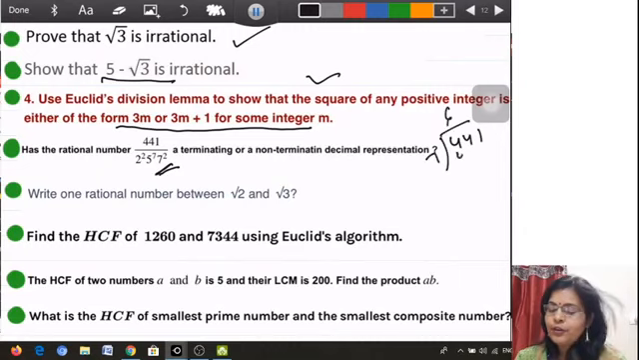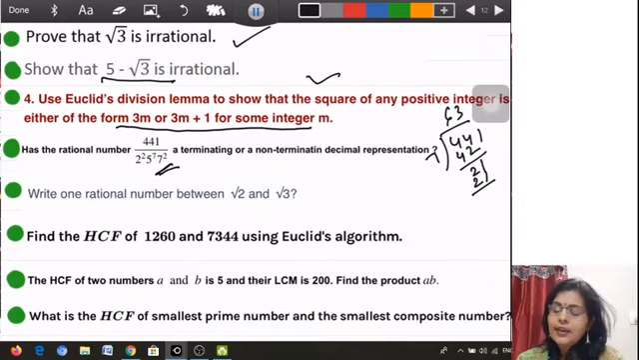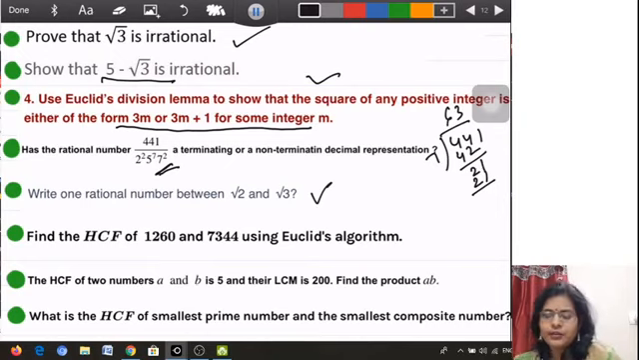7 sixes are 42, and what do you get? 7 threes are 21. So you need not write at first sight; normally what do the students do? They say 7 is not divisible, so it is not terminating. But no, first we have to check and then see whether it is terminating or non-terminating. Mind it, it is very important. Normally examination questions are given a little bit confusing. This is a very simple question: you know the values of root 2 and root 3, and you can write any rational number between them.